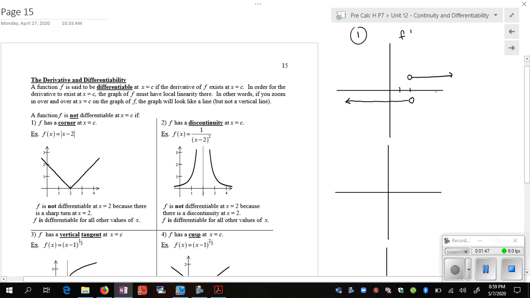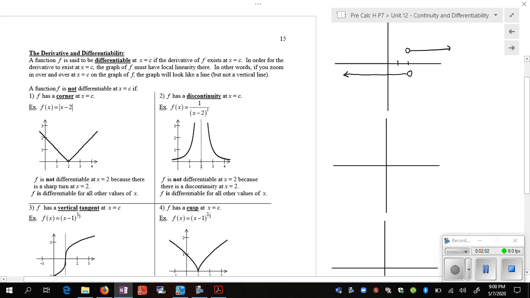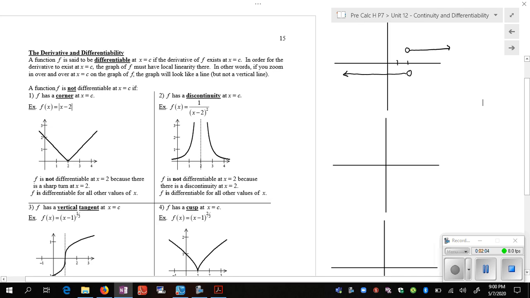And for the derivative itself, you can see I've got 2 open dots because I can't draw a tangent line at that point. And so f prime doesn't exist there. It's not differentiable at x equals 2. The second example here, we have 1 over x minus 2 squared, a function that is not defined at x equals 2.